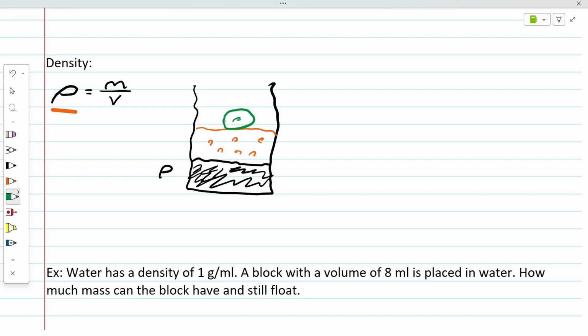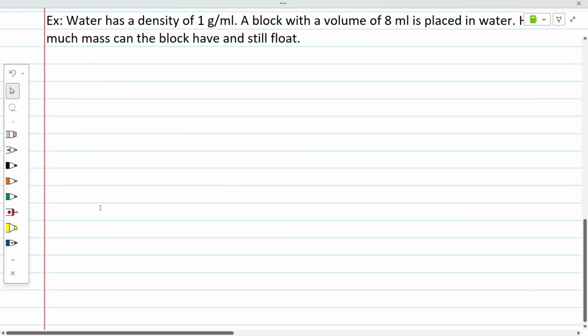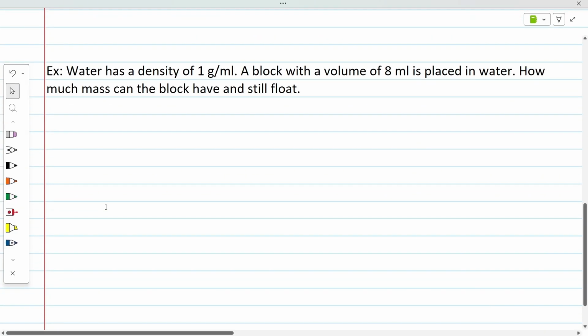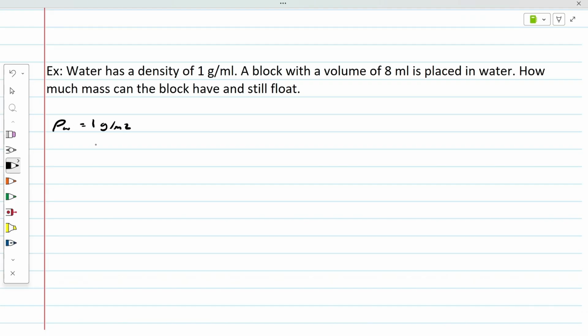Okay, so let's look at an example using density. Water has a density of 1 gram per milliliter. A block with a volume of 8 milliliters is placed in water. How much mass can the block have and still float on the water? Okay, so let's write out what we know. We know the density of water is 1 gram per milliliter. And we have a block that has a volume of 8 milliliters. How much mass can the block have and still float? So we want to find the mass of the block where it's still floating.